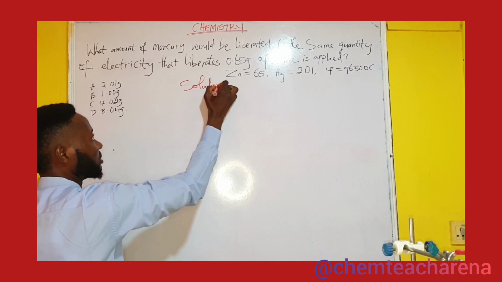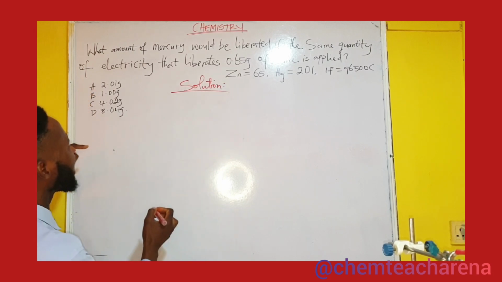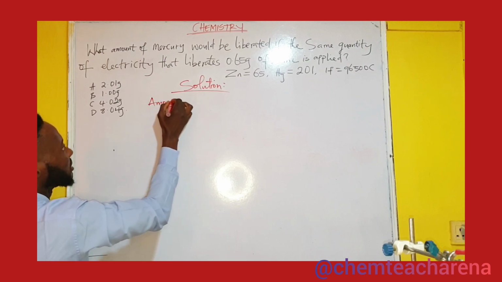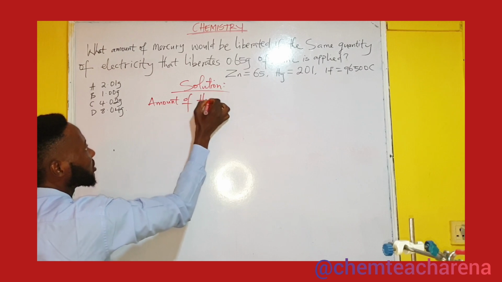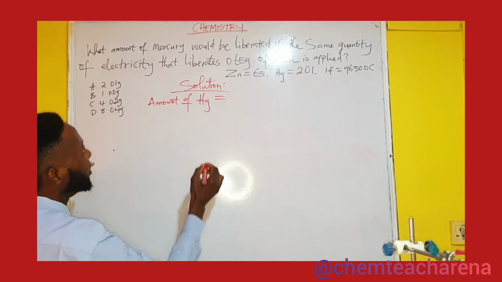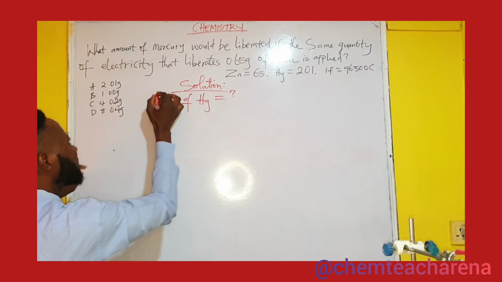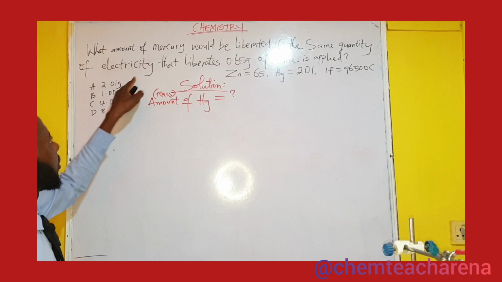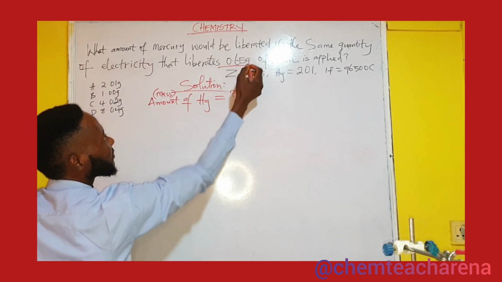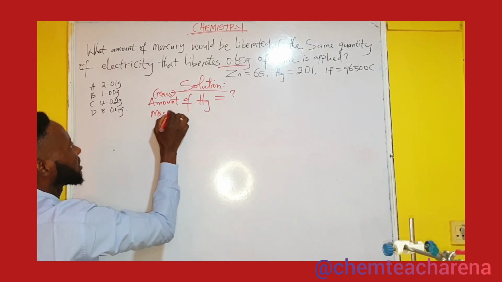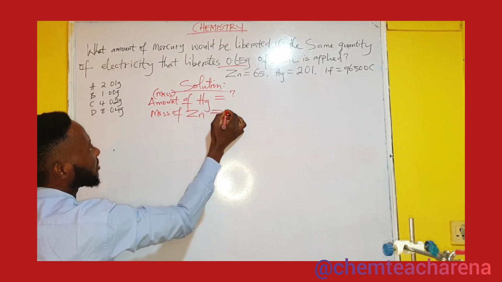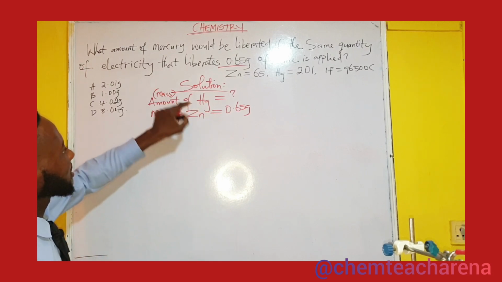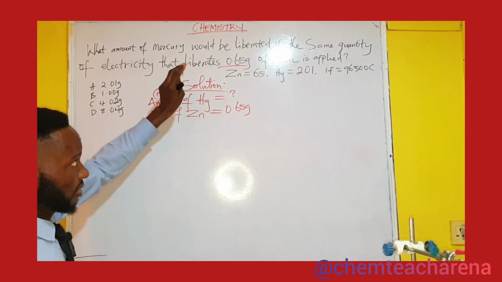Solution. The question says what amount, and here amount also means mass. Amount of mercury, the symbol for mercury is Hg, is equal to unknown. The mass of mercury will be liberated if the same quantity of electricity that liberates 0.65 gram of zinc is applied. Mass of zinc, Zn, is 0.65 gram. These are the only two things given in the question.